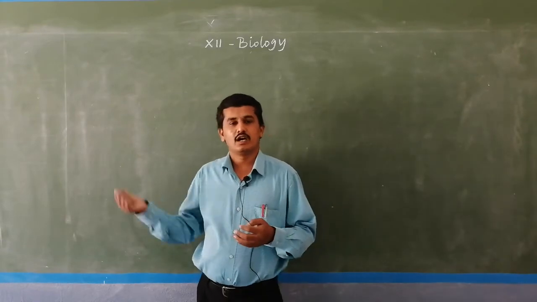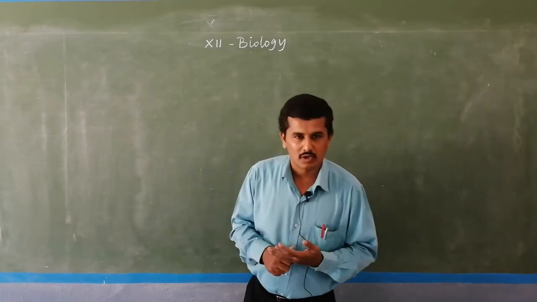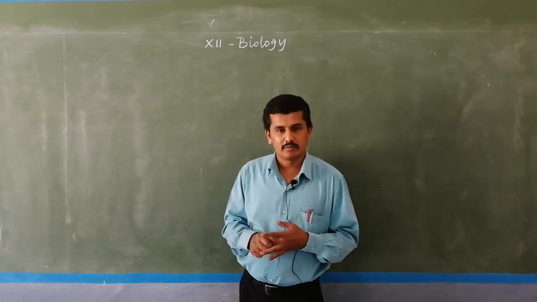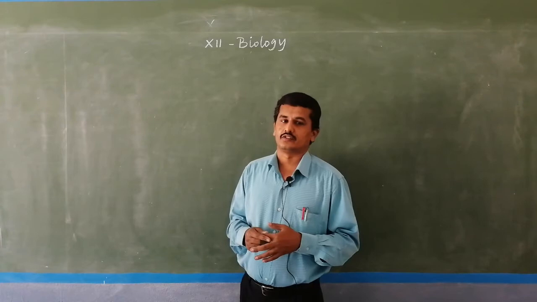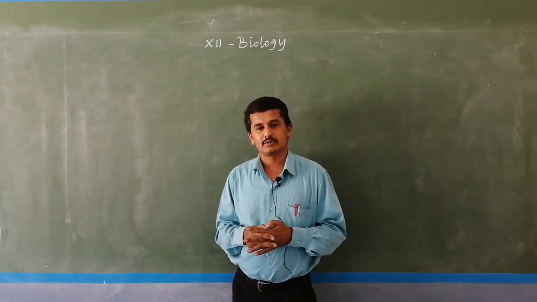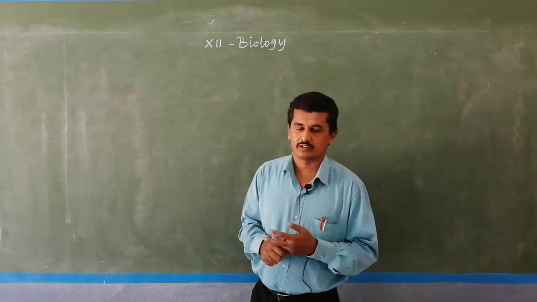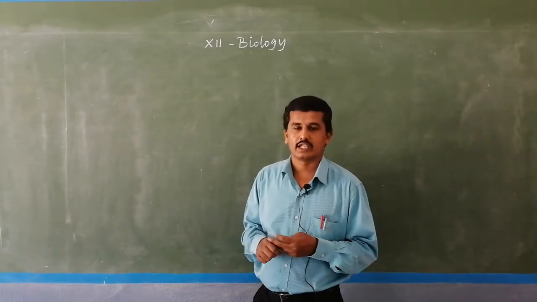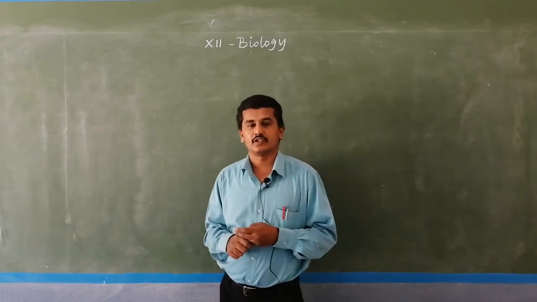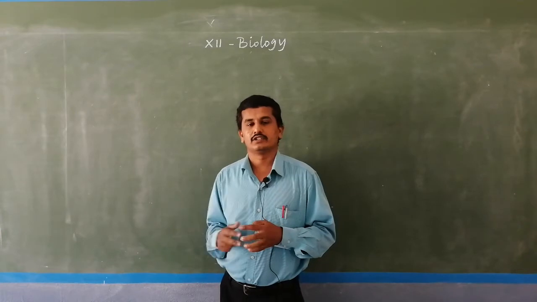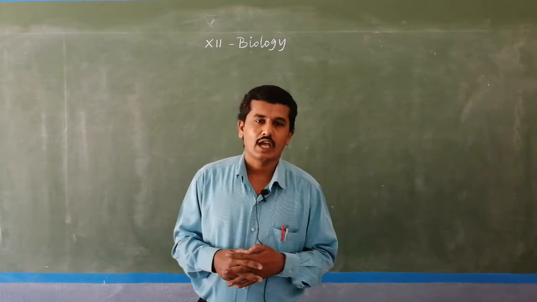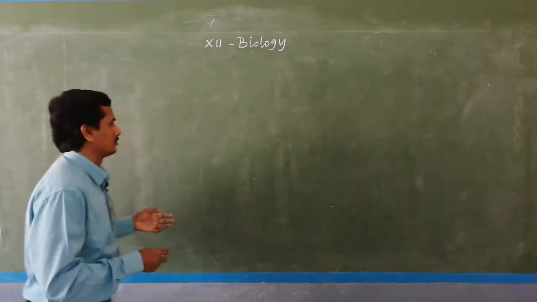So, we already learned monohybrid cross, codominance, incomplete dominance and all those things. Now, next one is dihybrid cross. In the last class I gave one example of dihybrid cross, like tall pea plant with round seeds and the dwarf pea plant with wrinkled seeds, and we learnt the phenotypic ratio and the genotypic ratio. Today I give another example of dihybrid cross.